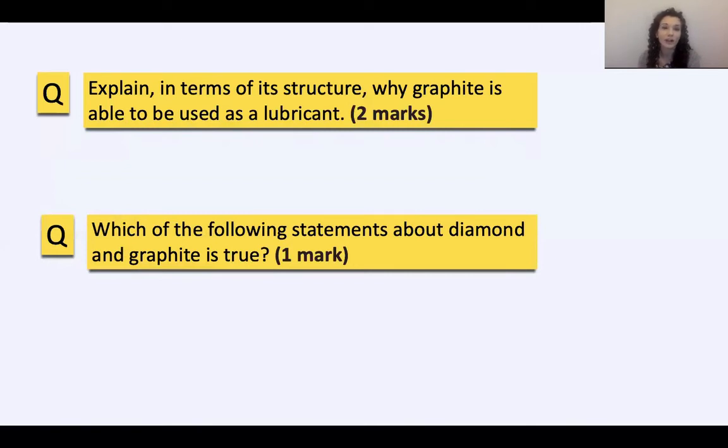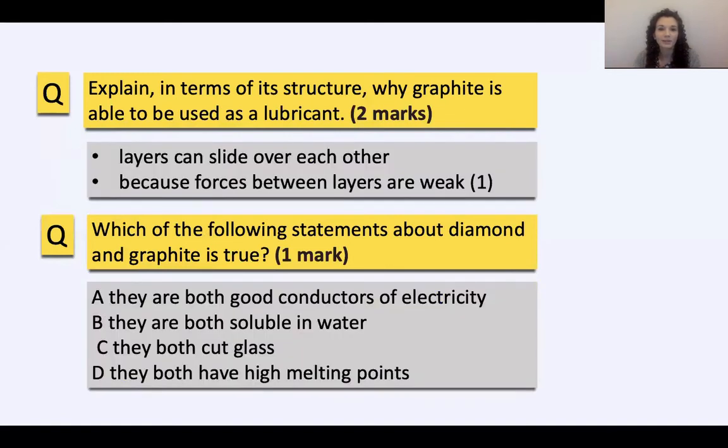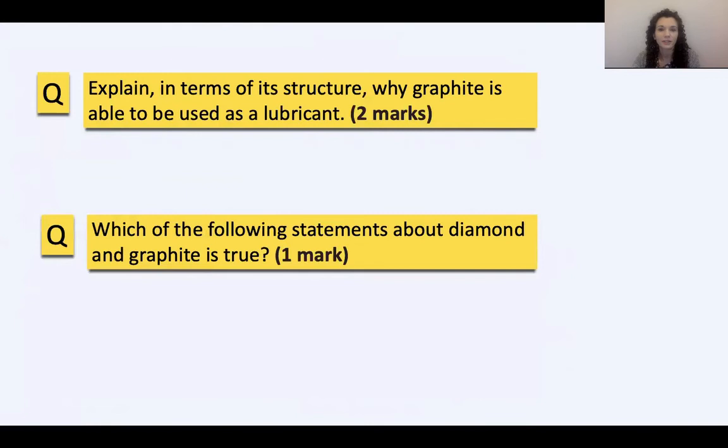So the first question says, explain in terms of its structure why graphite is able to be used as a lubricant. I'm giving you a clue of the structure of graphite here. And which of the following statements about graphite is true? So what we're going to do is start with the first question, and then we'll go through the second question. Can you please answer this first question first? So pause your video and explain in terms of its structure why graphite is able to be used as a lubricant.